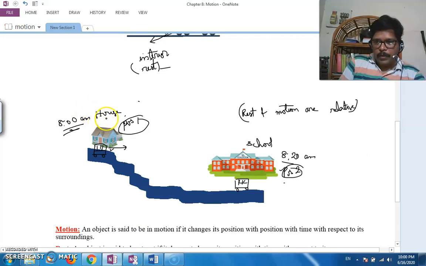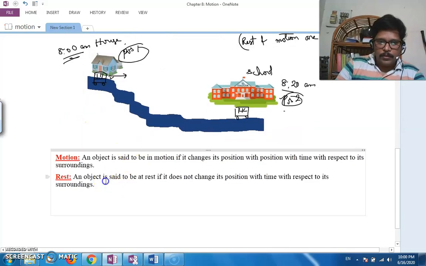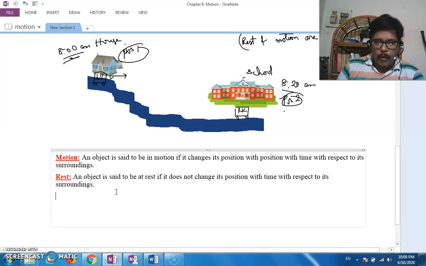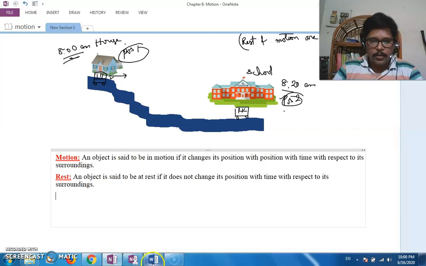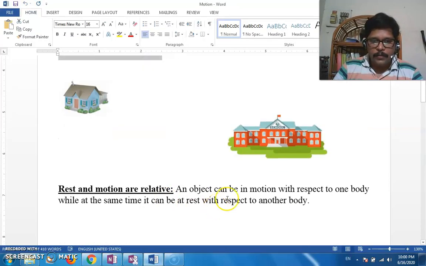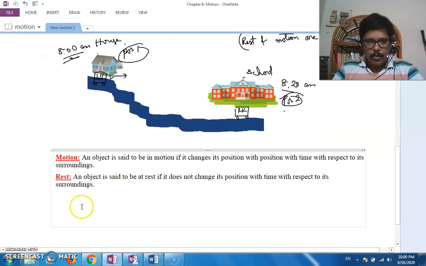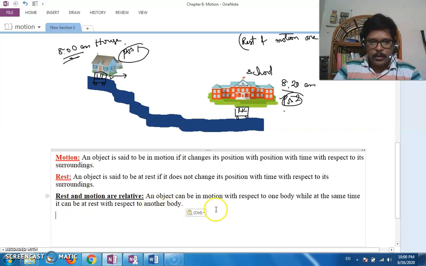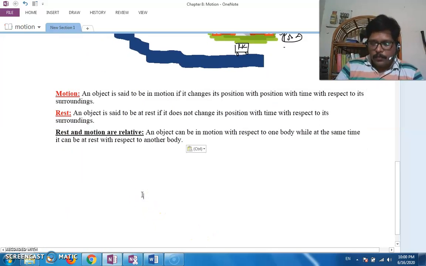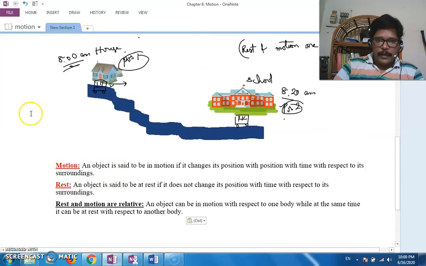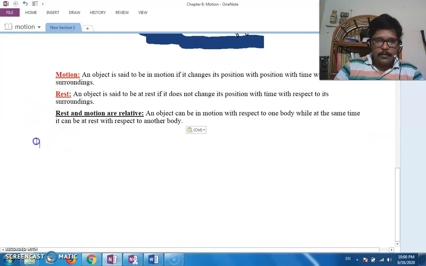Let me give one more example. On the earth, we stay in our house sitting somewhere and watching some videos at home. So we feel that we are at rest. But for a person who is watching from the moon, since the earth is rotating as well as revolving, for that particular person you are in motion. That means your position keeps on continuously changing along with the motion of the earth. So rest and motion are always relative terms.